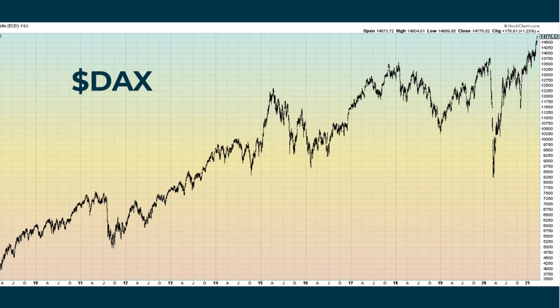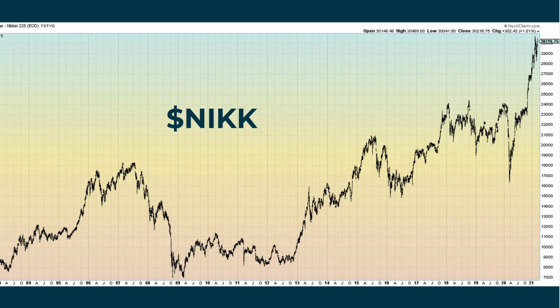Here's the DAX, which is the index in Germany. And I follow that pretty closely because Germany is the biggest economy in the EU. There are also other EU indexes that I follow. Here's the Nikkei, which is the index for Japan.